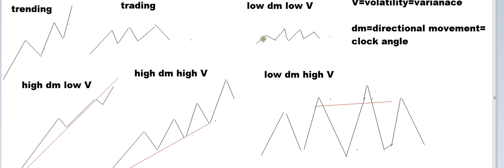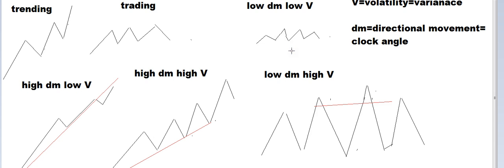But I would stay away from it when it's doing this. It's kind of hard to make profit, unless you really know what you're doing. So until you get a hold of market environments and add a time element to it, I would stay away from a low DM, low V.